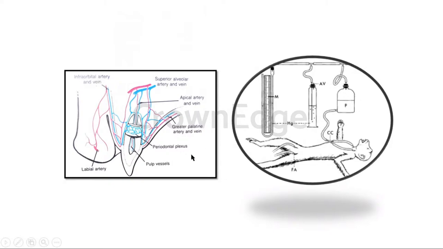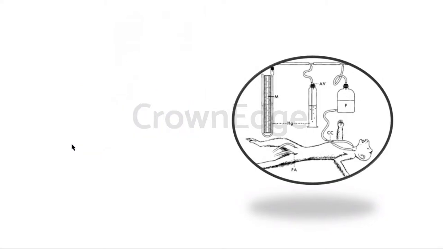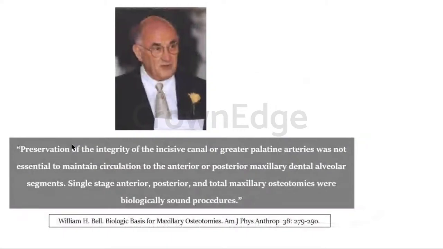When he saw what happened to the maxilla after the osteotomy, he realized that though the maxilla is osteotomized and we have cut it and brought it forward, the maxilla maintains collateral circulation. That is what William H. Bell told: preservation of the integrity of the incisive canal or greater palatine arteries was not essential to maintain circulation. Even if you damage the greater palatine artery or the incisive canal during the maxillary osteotomy, nothing will happen. It was not essential to maintain circulation to the anterior or posterior maxillary dentoalveolar segments.